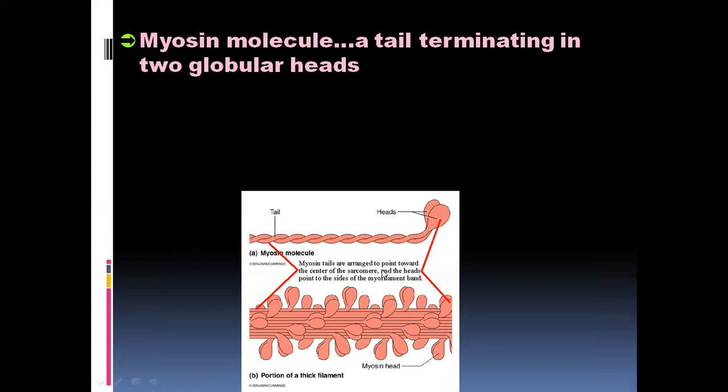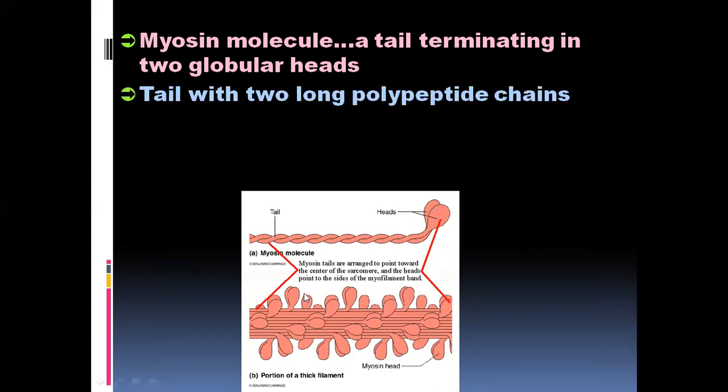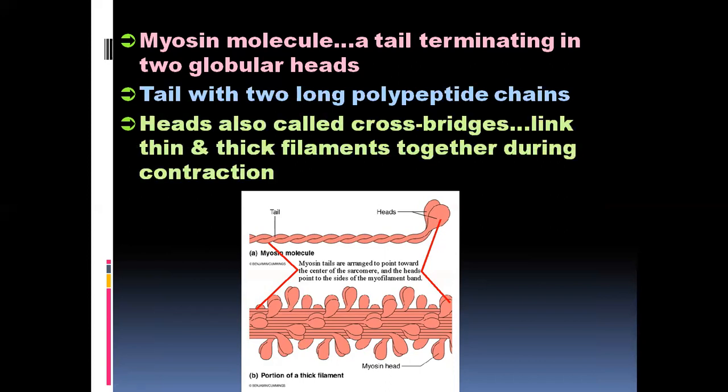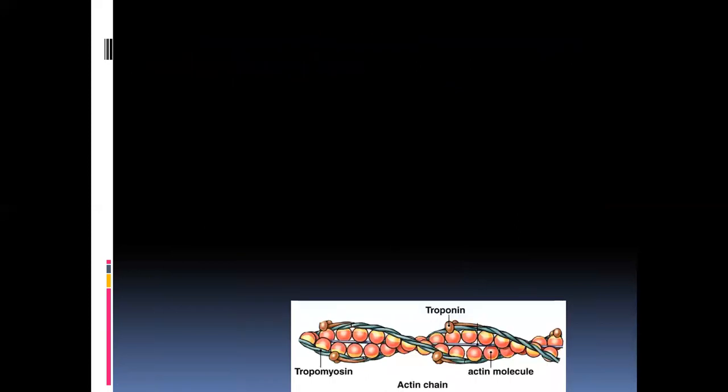The myosin tails are arranged to point towards the center of the sarcomere. They do not stick out; the heads stick out. These heads serve to create a connection with the actin during the contraction of the skeletal muscle. The tail has two long polypeptide chains. The heads are also called the cross bridges, which link the thin and the thick filament during the muscle contraction phase.